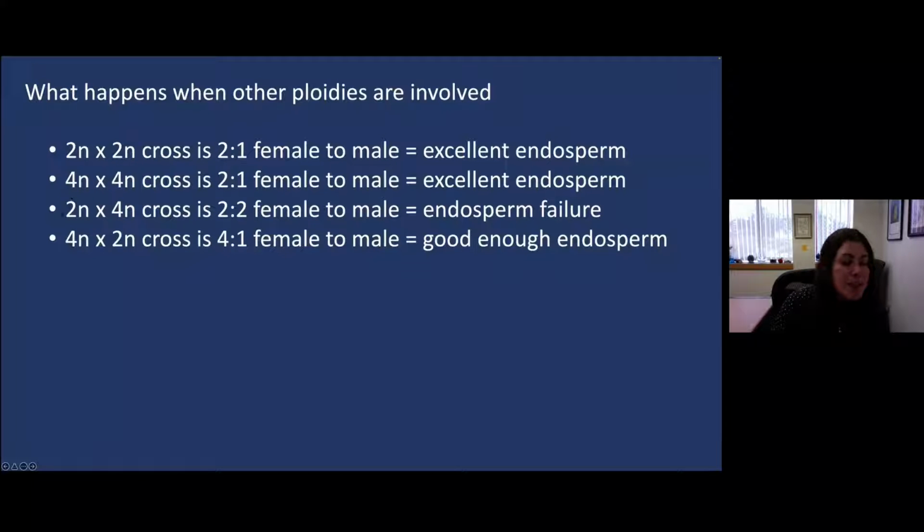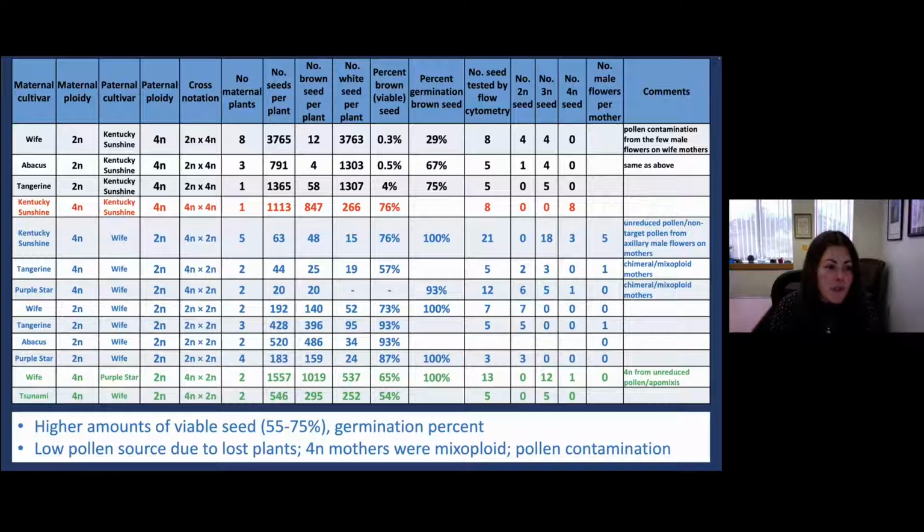When you have a diploid mother and tetraploid pollen, the female to male contribution to the endosperm is 2-to-2, and it fails. It doesn't cellularize and it can't be used for growth. When you have the tetraploid mother and the diploid pollen, you have a 4-to-1 female to male ratio, which, as I'll show you, is good enough endosperm. You get more seed set, viable seed, than you do with the reciprocal. So that's here in blue.